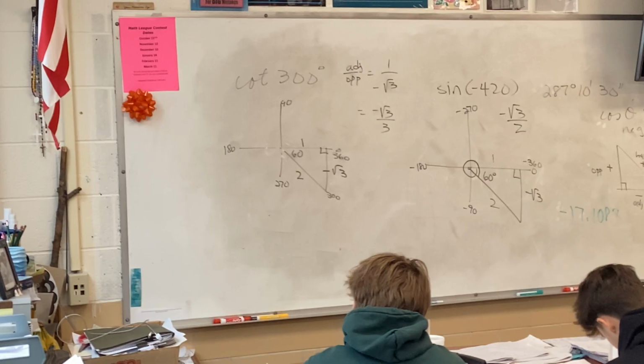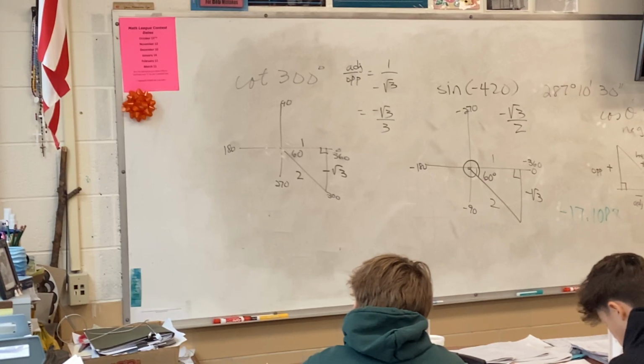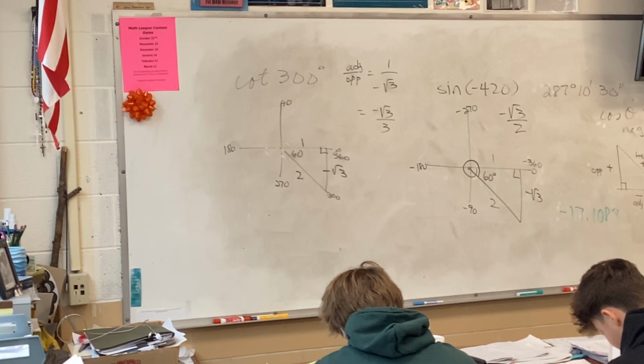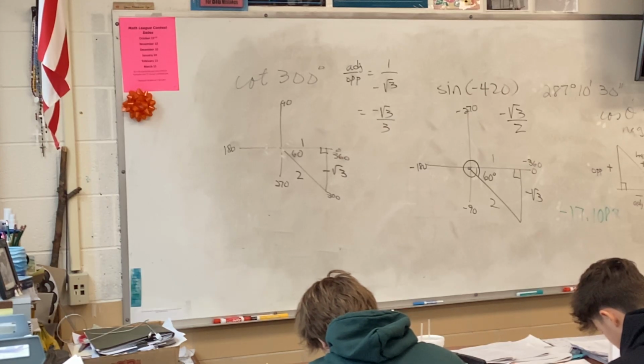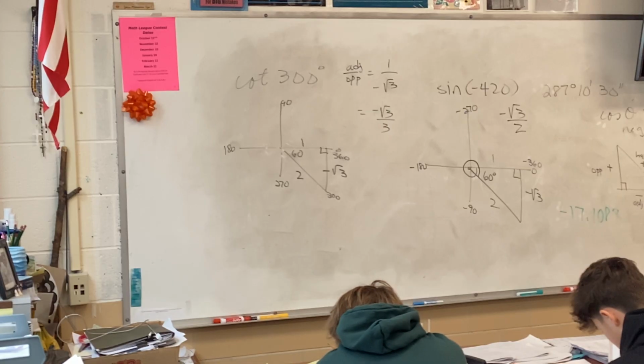So 3 pi will be the same as 1 pi. Yeah, 3 pi will be the same as 1 pi. It'll be the same as 0, actually. Doesn't matter, it's negative 1.